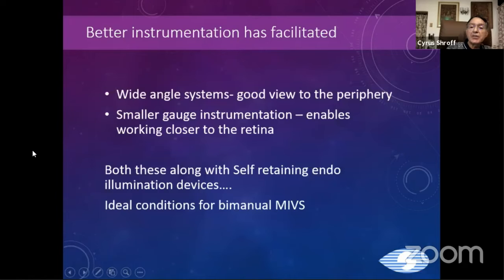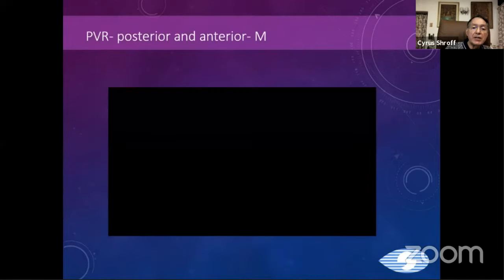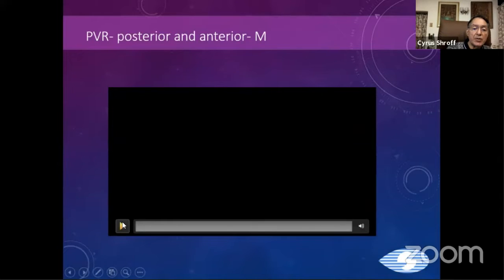Wide-angle systems give us a good view to the periphery, and smaller gauge instruments enable us to work closer to the retina. Both these, along with the self-retaining endoillumination devices, give us ideal conditions for bimanual microincision vitreous surgery. Coming on to PVR, major components of PVR are fixed retinal folds, equatorial circumferential contraction, anterior loop traction, and subretinal bands. And we'll see that in some of the subsequent videos.